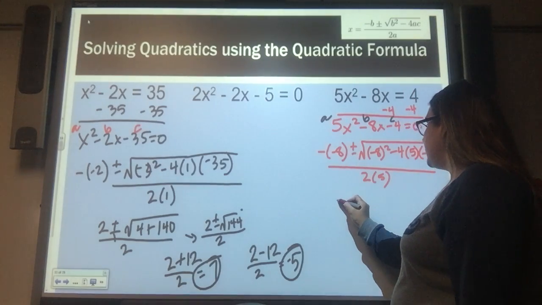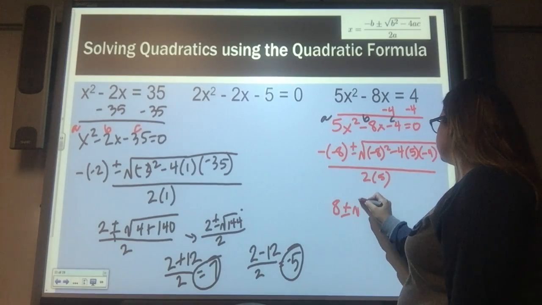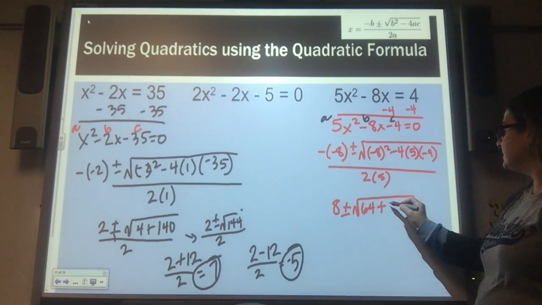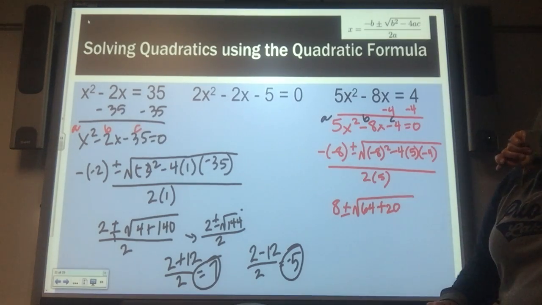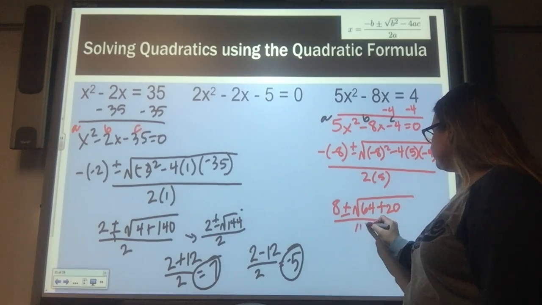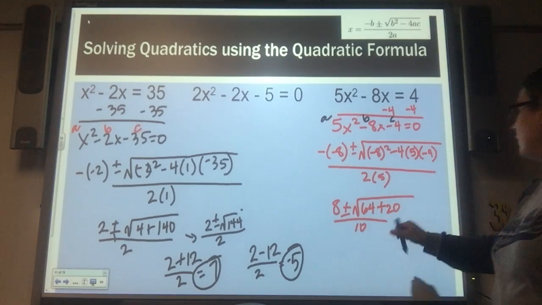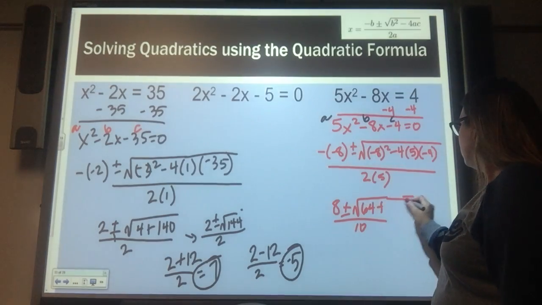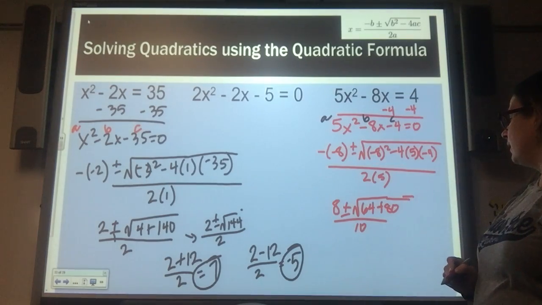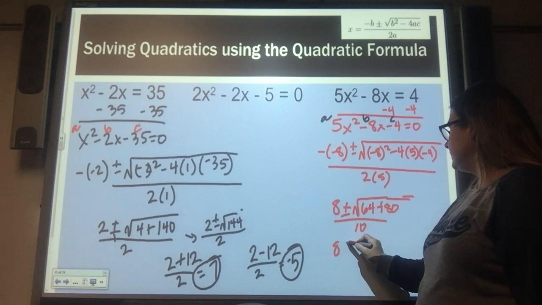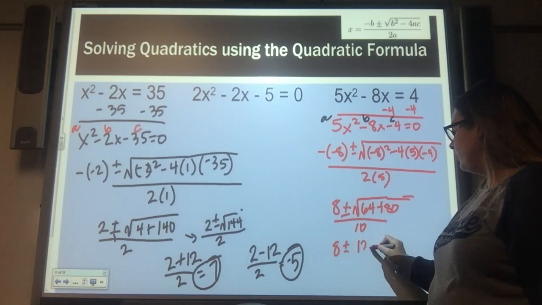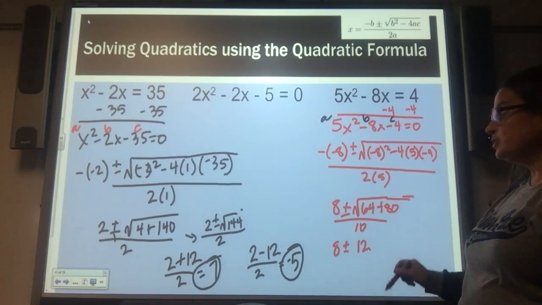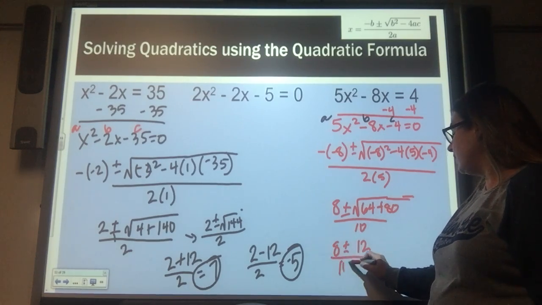Opposite 8, negative 8, is 8 plus or minus the square root of 64 plus 20, all over 10. 64, I'm kidding, it's not 20, it's 80. There you go. And then I've got 8 plus or minus 12, and the reason why I know it's 12 is because 64 plus 80 is 144, the square root is 12, all over 10.